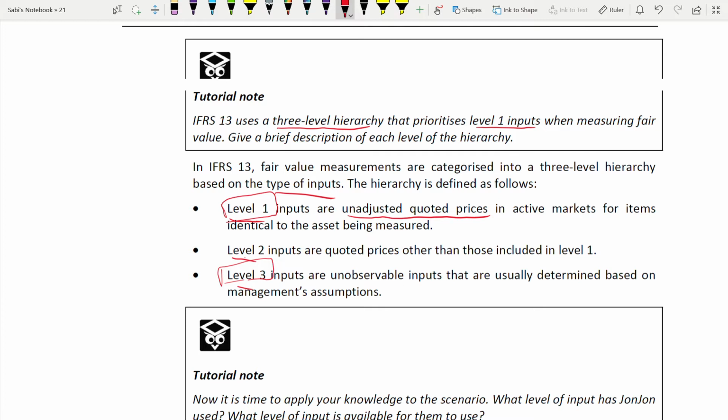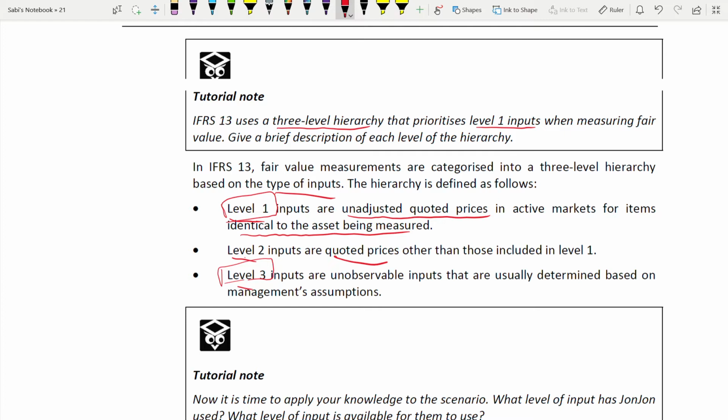Active market means buying and selling of that good is in a huge transaction. So the prices are also very common. It's okay, unadjusted. You don't have to adjust the price. Quoted prices, okay, for items that are identical to the asset being measured. Same. Level 2 inputs are quoted prices other than those included in level 1. They do not come in level 1, okay, but they are quoted prices. Okay, you can say not exactly identical, but you can say similar, right? Very much similar. Little differences are there, but overall it's similar.